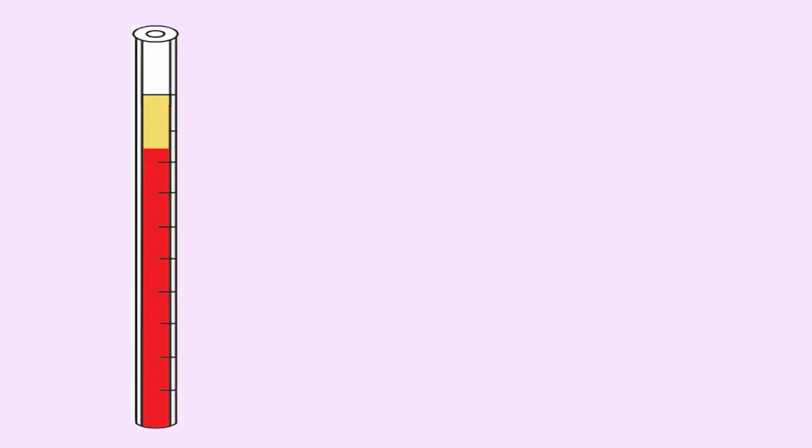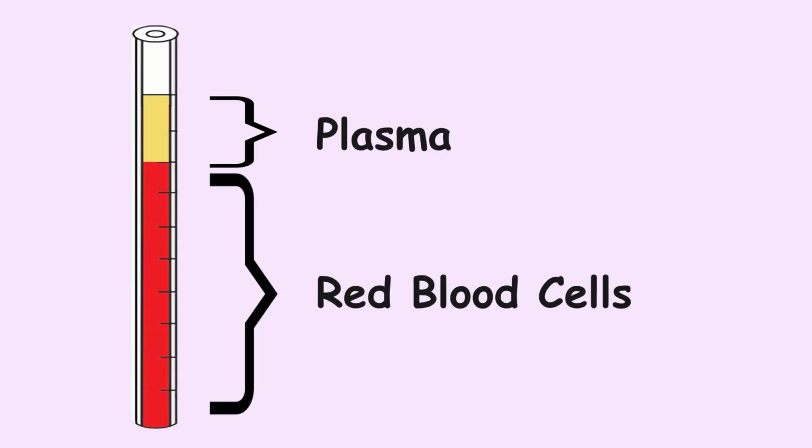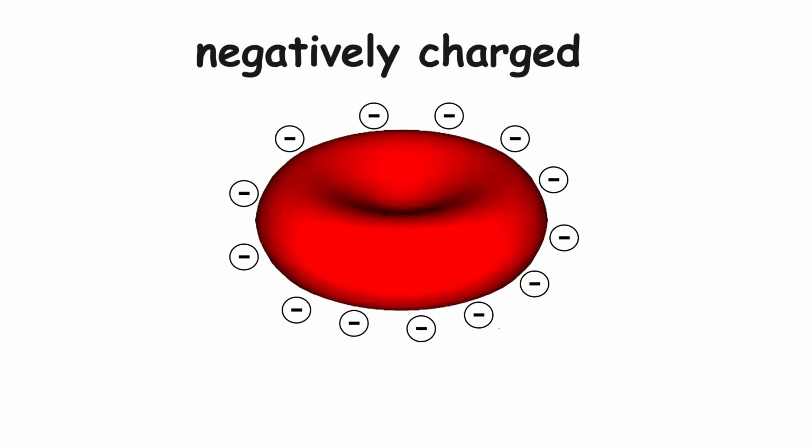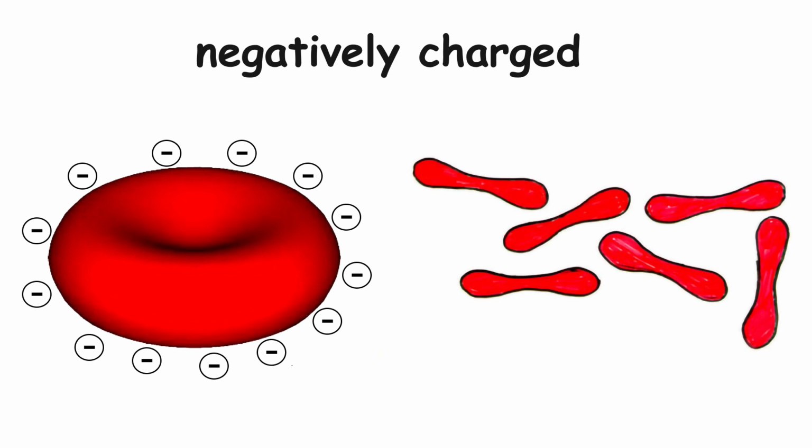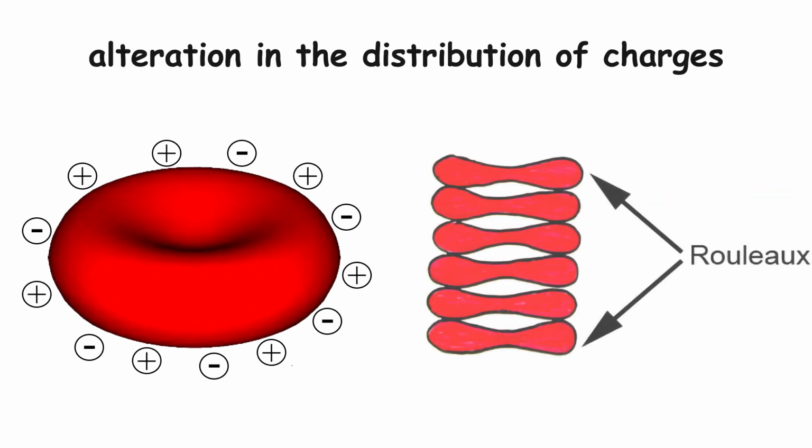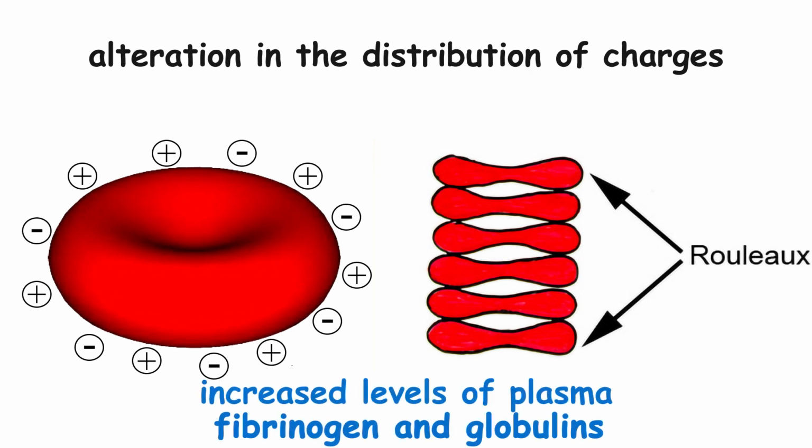The red blood cells sediment because their density is greater than that of plasma. In normal conditions, the red blood cells are negatively charged and therefore repel each other rather than stacking. When there is an alteration in the distribution of charges on the surface of the RBC, it results in their coming together to form large aggregates known as rouleaux. Rouleaux formation is determined largely by increased levels of plasma fibrinogen and globulins.